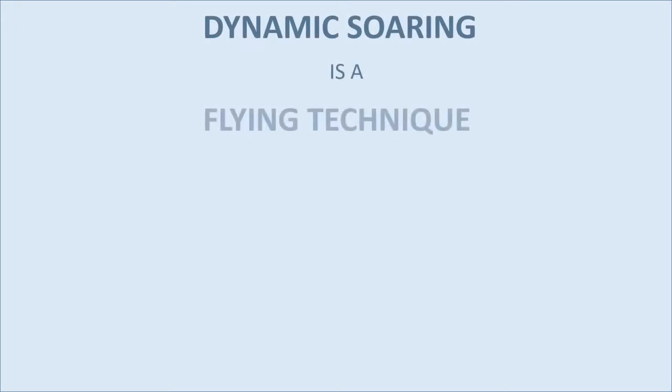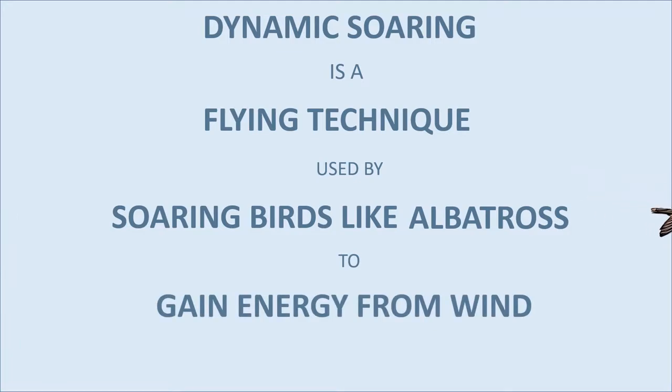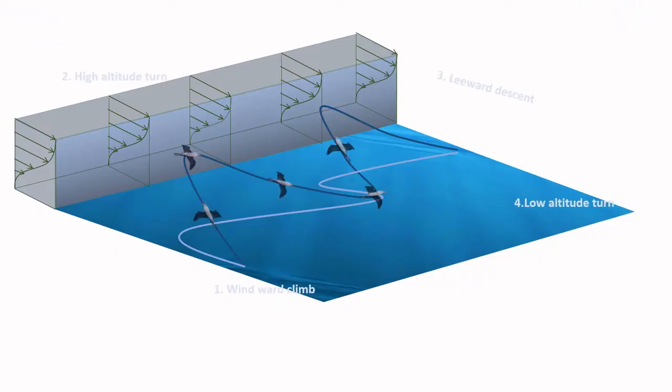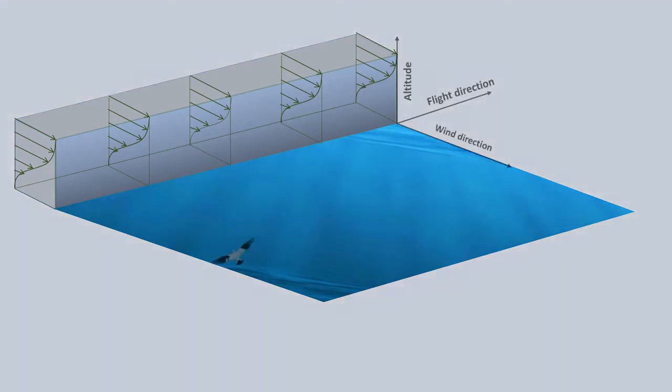Dynamic soaring is a flying technique used by soaring birds like albatross to gain energy from the wind. It consists of four characteristic phases. First, the windward climb. In this phase, the bird trades the kinetic energy with potential energy while it also balances out the drag with the lift acquired from the wind.